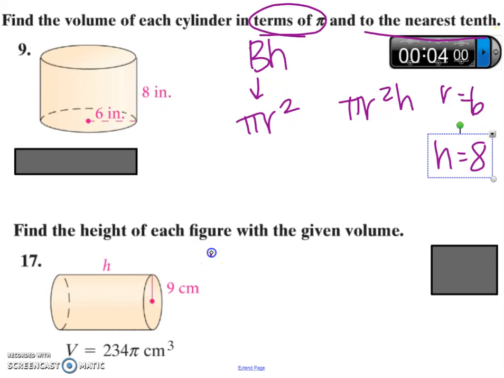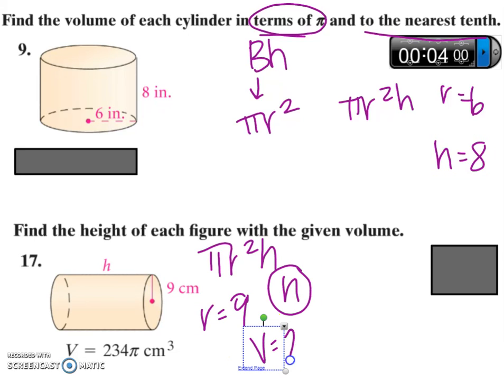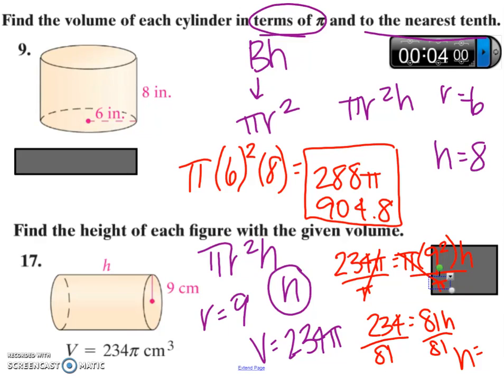And then the bottom one, pi r squared h, radius equals 9. You're finding the height, and the volume is 234 pi. So look at that, see if you can figure that one out, and I'll be back. On the top one, when I plug everything in, I got 288 pi, and then to the nearest tenth would be 904.8.